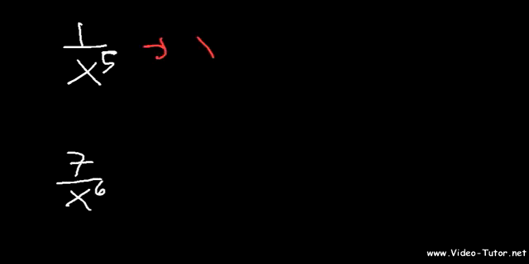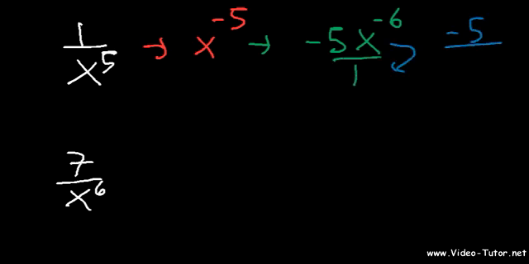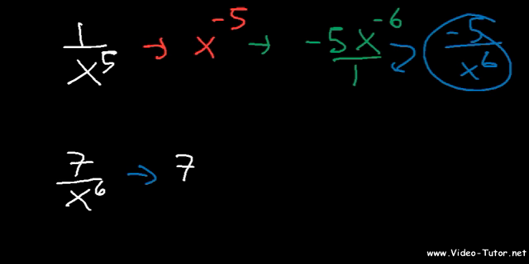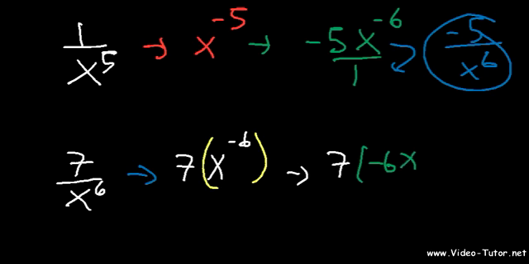So feel free to try this example. 1 over x to the 5th, and let's say 7 over x to the 6th. So initially rewrite it. This is x to the negative 5. Use the power rule. So it becomes negative 5x to the minus 6, and then bring the x back to the bottom. So it's negative 5 over x to the 6th power. That's the answer. So for this one, rewrite the constant 7 and bring the x to the 6 to the top. So it's x to the negative 6. Then differentiate this part. The derivative of x to the negative 6 is negative 6x to the negative 7.